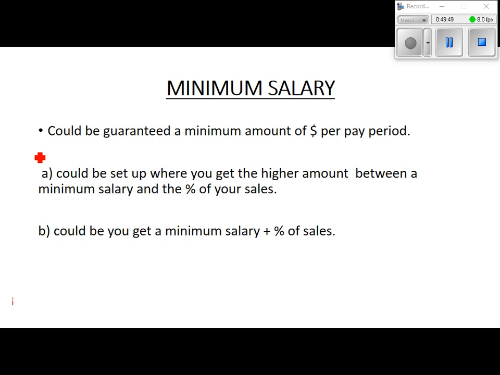Sometimes you get a minimum salary. If you're working on commission, a lot of times they'll say, we're going to pay you $300 per week plus whatever. So if I go sit in the break room and do nothing all week long, I still get paid that $300 per week, at least for a week or two until they fire me. Because that's usually what's going to happen if you're not doing your job.